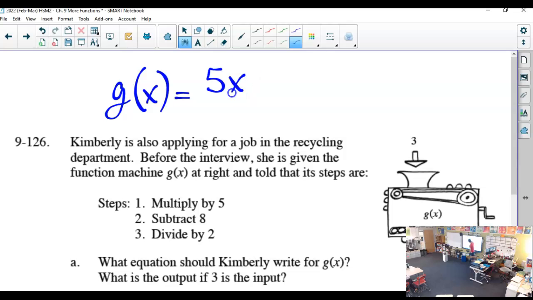Multiply by 5, 5x, then subtract 8, and then all over that, divide by 2. Now, while I don't disagree that sure we can simplify this, we could also just leave it. Because if we're going to start undoing stuff, it might be easiest to have it written like this. So go ahead and try to figure out the inverse of g of x.